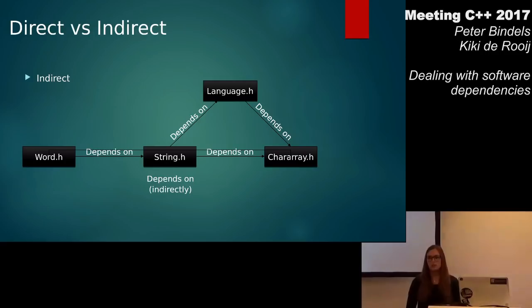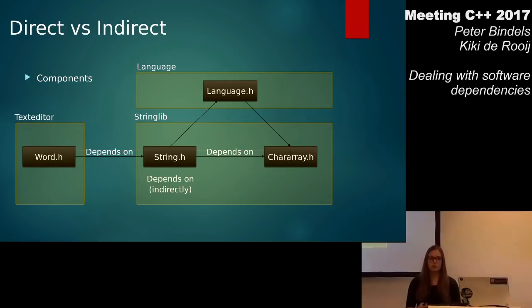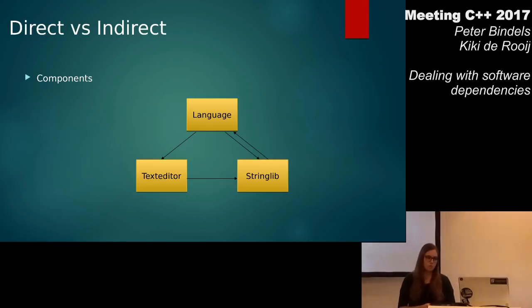So if we get a change request for some language support, then we can simply add a header file, which also can have some dependencies. If we then wrap some components around these files, because dependencies can occur at file level as well as component level, then we have, for example, a text editor component, which contains word.h. We have a stringlib component which contains string.h and char-array.h, and we have a language component which contains language.h. If we then look at component level, we can see that we have these dependencies. And we see that language now has a dependency to stringlib, and stringlib has a dependency to language as well.